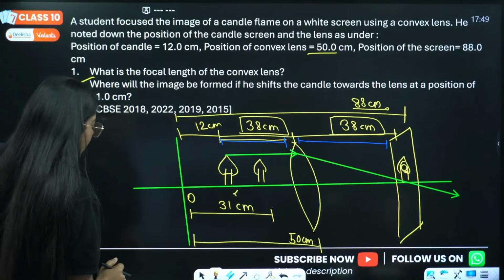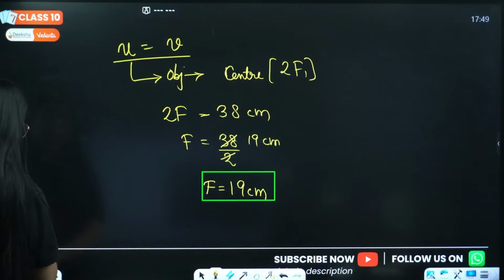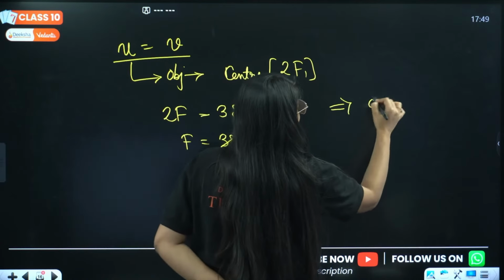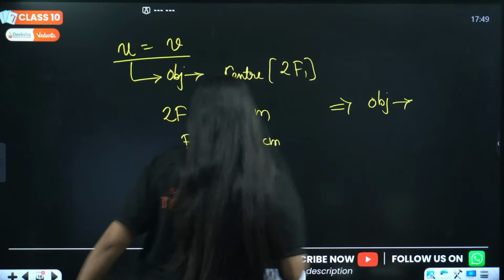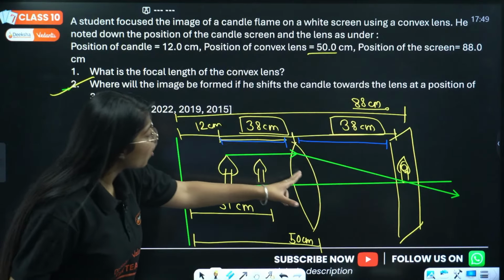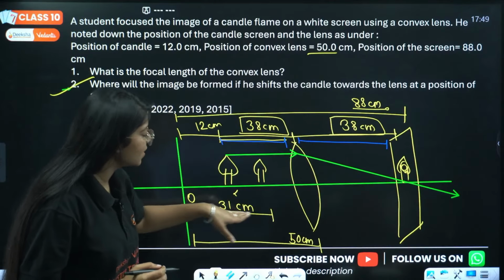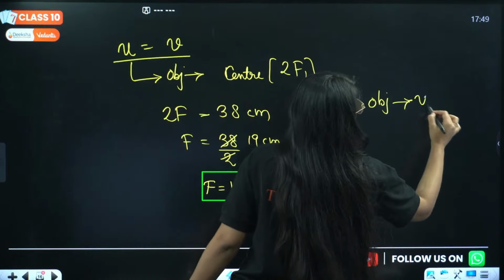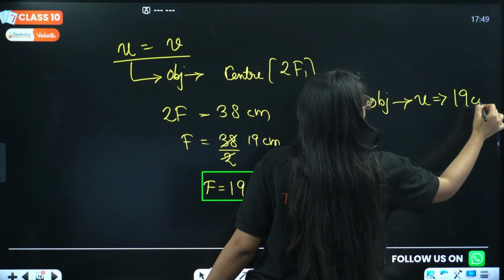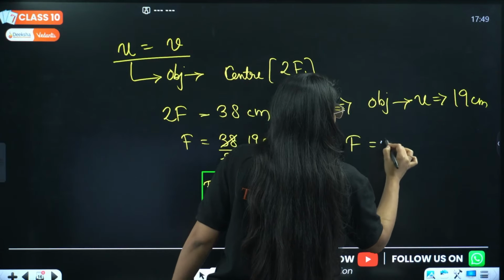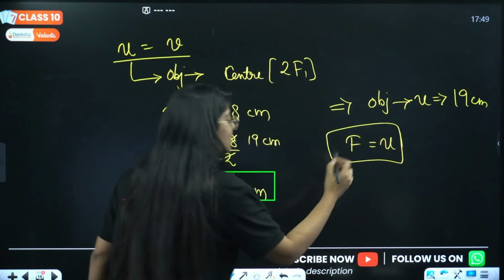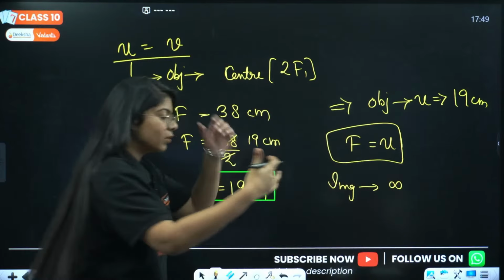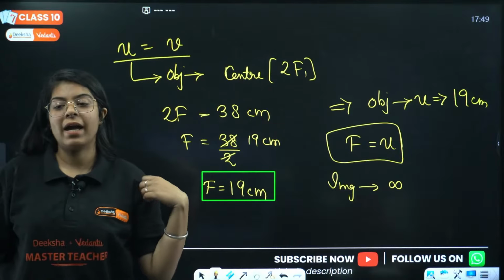Now what is the focal length of this lens? We found out that the focal length is 19 centimeter. And now the object is where? The object is from the lens 50 minus 31, that is 19 centimeter. The object is at 19 centimeter now. So focal length is equal to object distance. Hence the image will be forming at infinity, or you can say image is not formed at all.